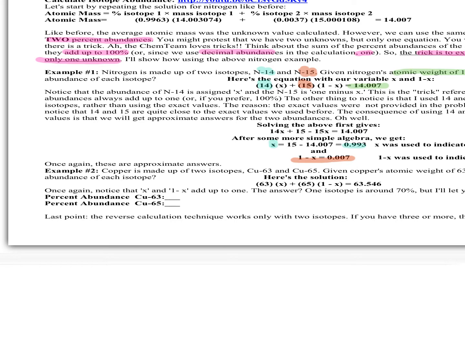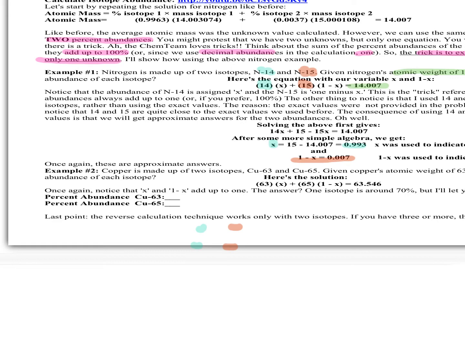So, for example 2, copper is made up of two isotopes, copper 63 and copper 65. Given copper's atomic weight of 63.546, what is the percent abundance of each? Okay. So once again, I plug things into my equation. The mass 63, I don't know the percent, so I put x. The mass 65, I don't know the percent. I've already used x, so this time I'll use 1 minus x.